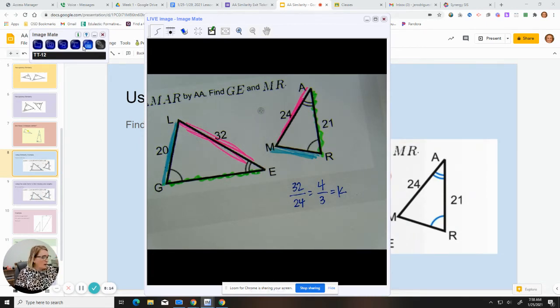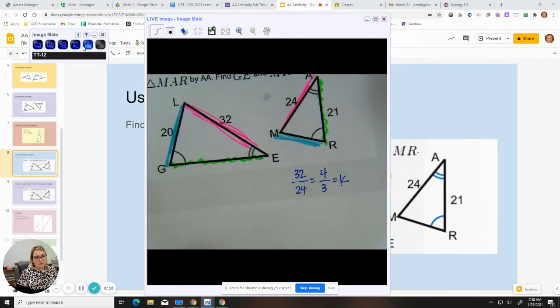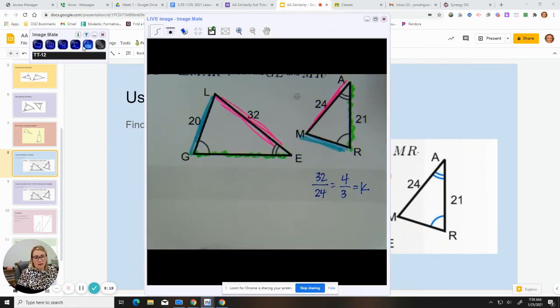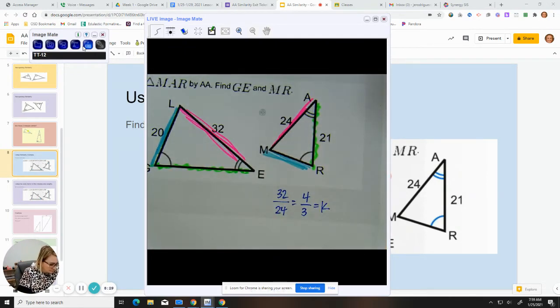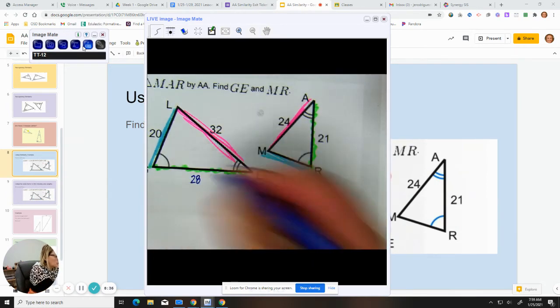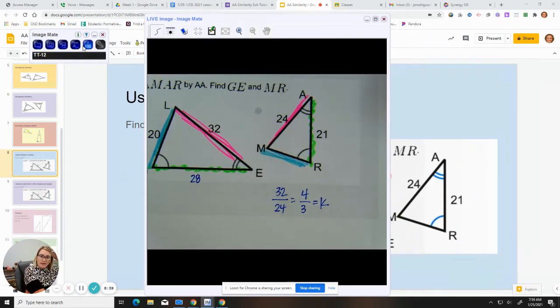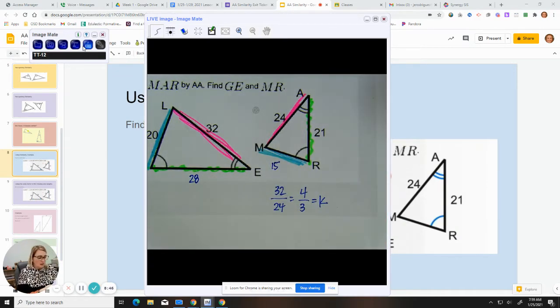So now we need to use that to find the other side lengths. And we're going to do this by setting up proportions. You could also do it by just using the scale factor. So we could take 21 and times it by 4/3, and it would tell us that this side is 28. And we could go the other way and do 20 divided by 4/3, and it would tell us that this side is 15. But what I really want us to start working on is proportions.